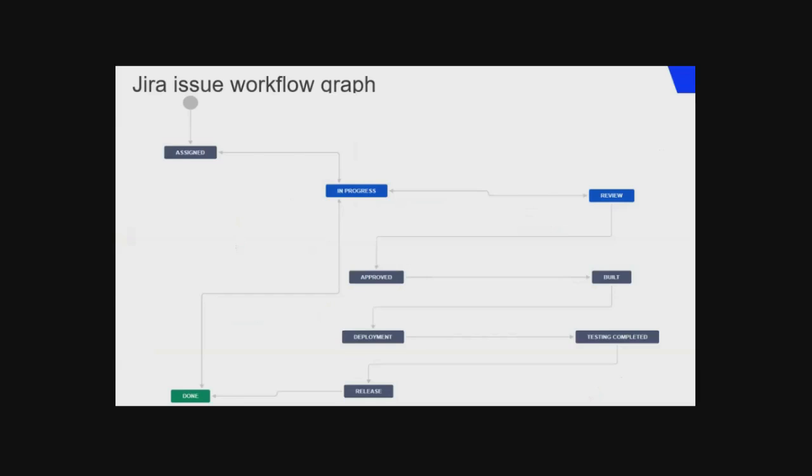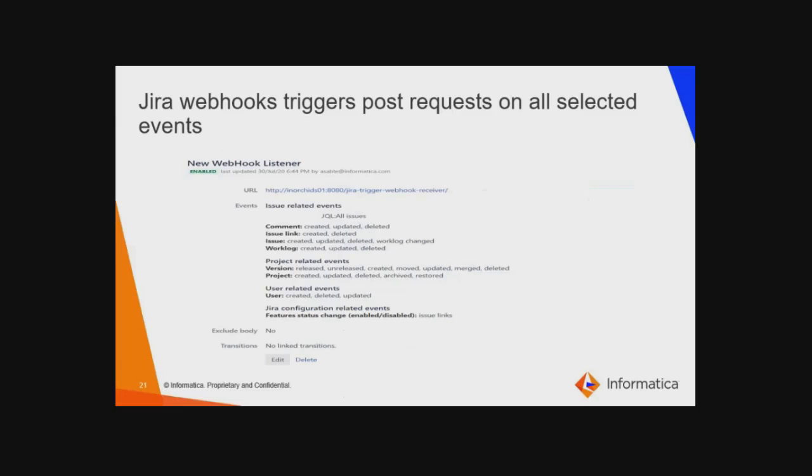Once the approval is done, we have a hook trigger which will make sure that the Jenkins pipeline starts building, and then the build, deployment, testing completed, and release. These are the 4 stages which the Jenkins itself takes care of, moving one after another as the pipeline steps are completed. So this is the typical way how my Jira integration for webhook to the Jenkins looks like.